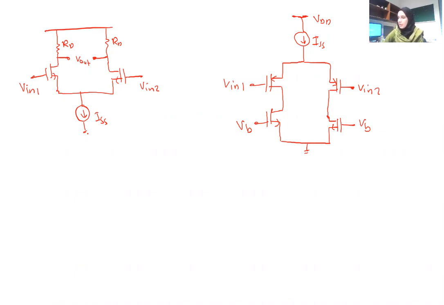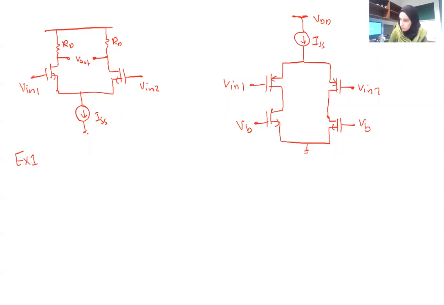Okay, so today basically the differential amplifier we have discussed earlier, so we will not cover any new topic. Start with example number 1.